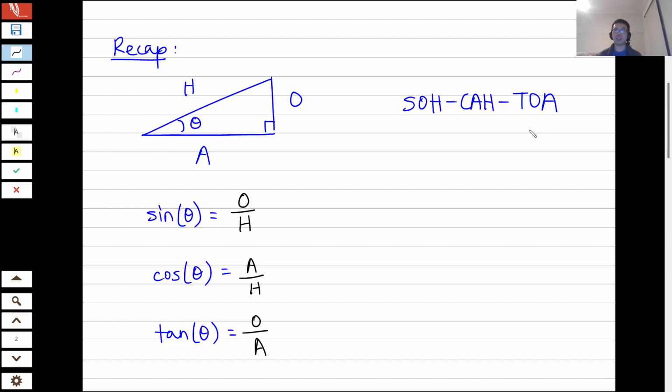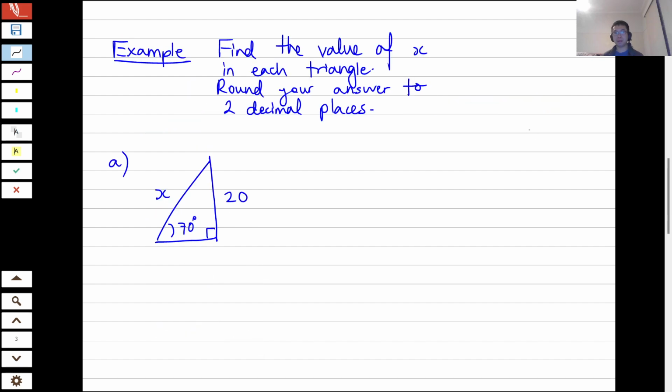Let's get straight into an example. So our goal is to find the unknown side length, x, and we will round to 2 decimal places as we did in the last video. So here's our angle, 70 degrees. And remember, our first step in any trigonometry problem is to label the sides of our right-angled triangle.